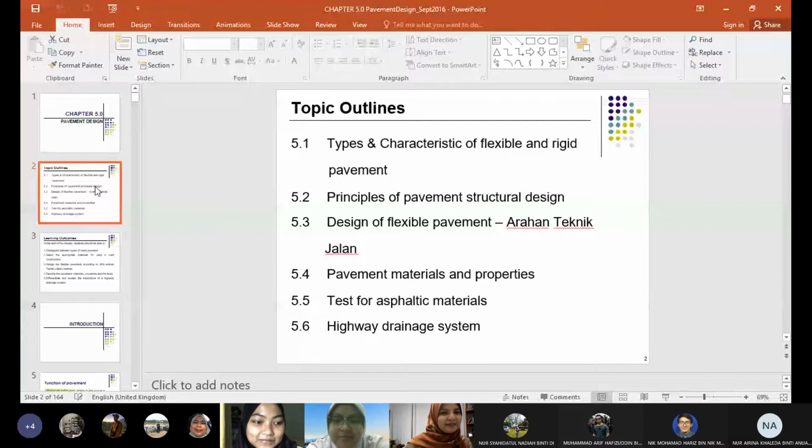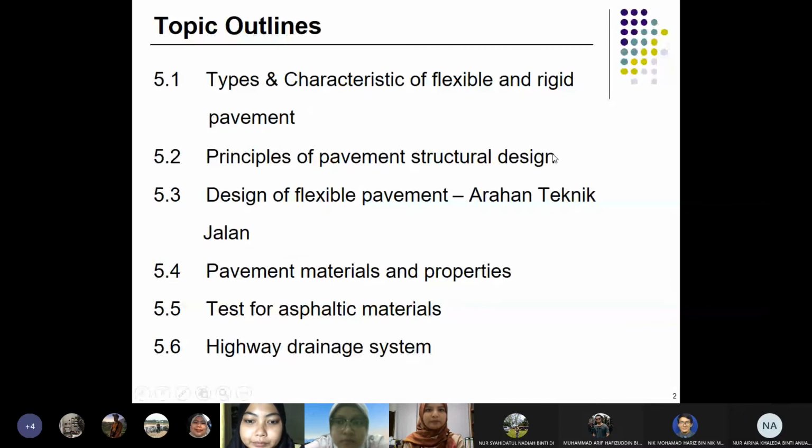Okay. So Alhamdulillah, I'm so happy to see you all this morning. Okay, this is our chapter 5, right? Look at what would be the outline of this particular topic. Okay, there are altogether six subtopics, right? Those with calculation will only be covered in 5.3. 5.3, where I want to show you here.